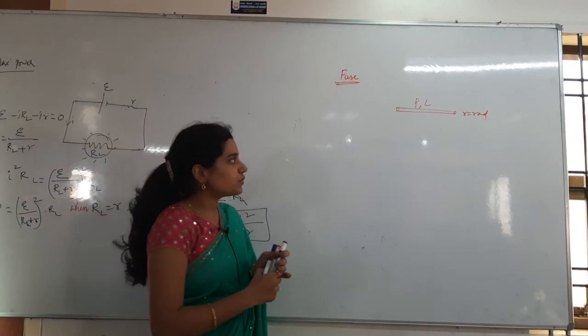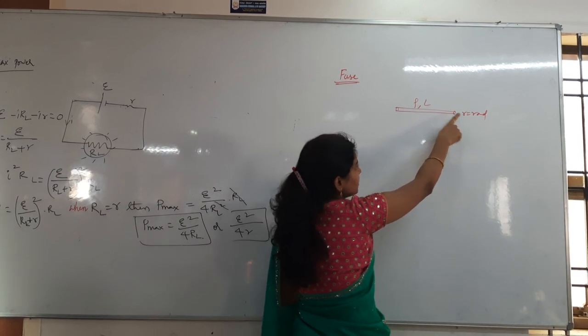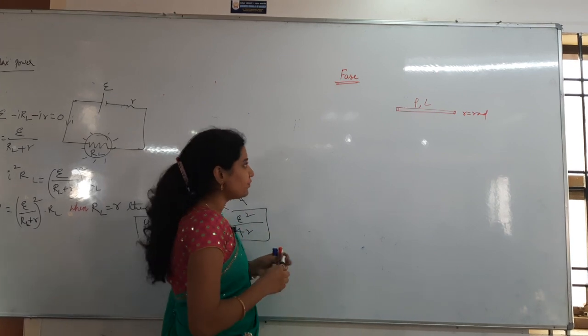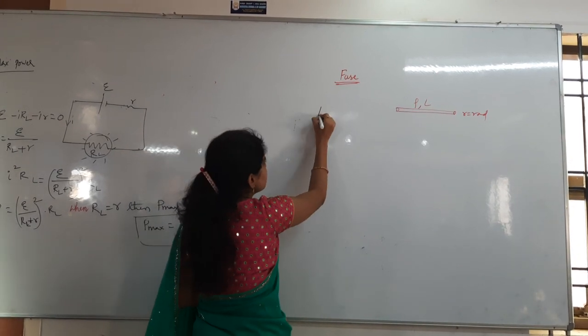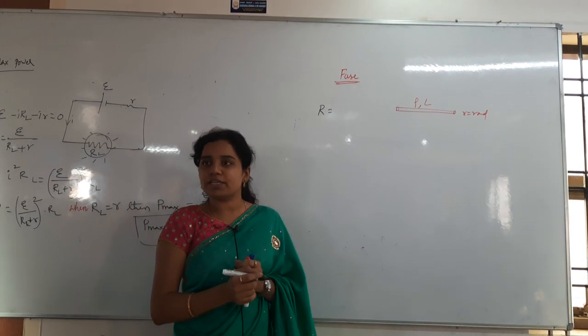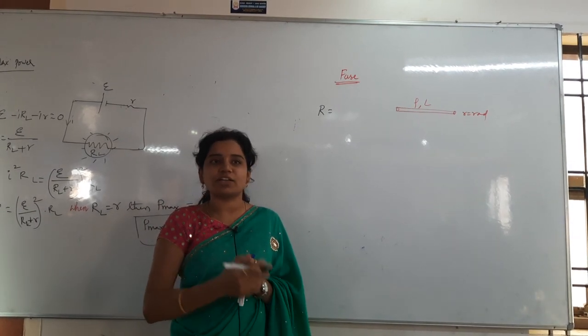Now here, for the fuse, radius is R, resistivity is rho, and length is L. First and foremost, I have to find out the resistance. R is equal to, what is the formula? R is equal to rho L by A. Last week was the exam, and you forgot it just last week.